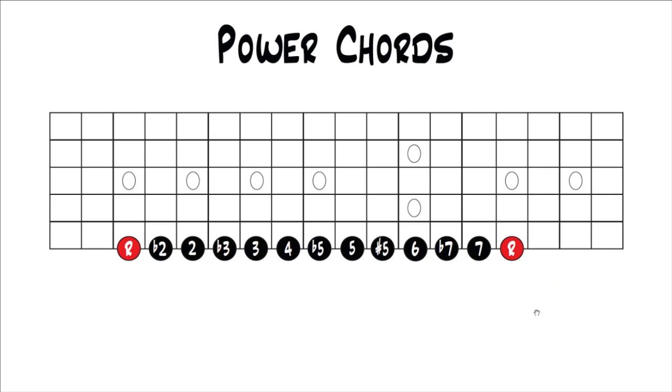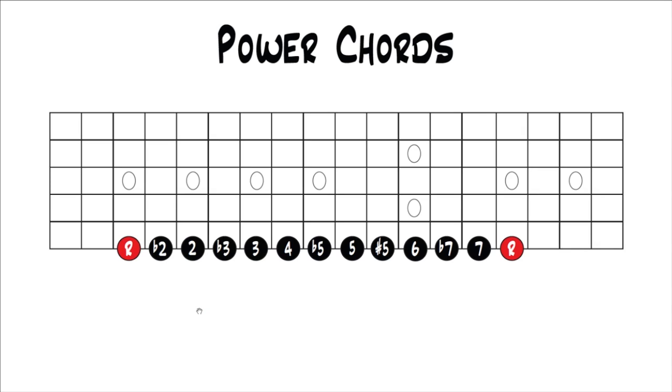So in the last lesson, we talked about suspended chords or sus chords, and I explained how they weren't major or minor because they didn't have a third in them. They didn't have a major third or a minor third in them. They just had a root, a second or a fourth, and a fifth.